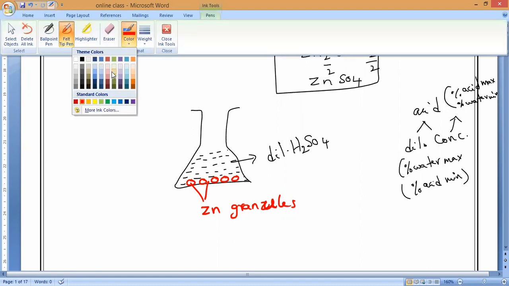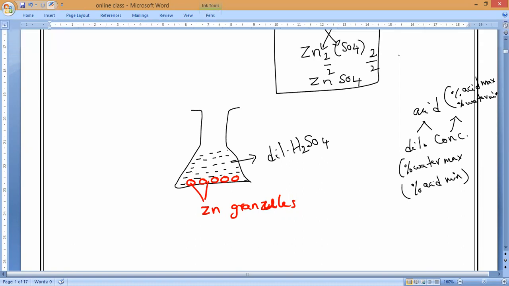So you can notice it here. Some kind of bubbles used to form, like this. I'm representing it with a color pen. So these bubbles are evolving. These bubbles indicate which gas is evolving. Which gas is evolving, guys? Hydrogen gas is evolving. Understand?